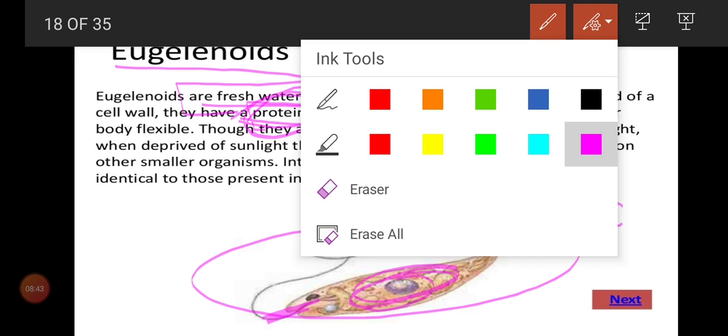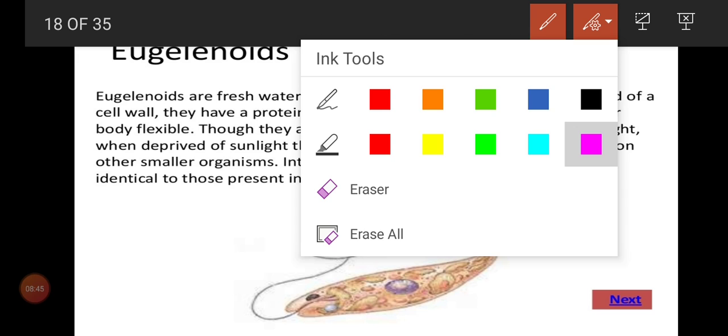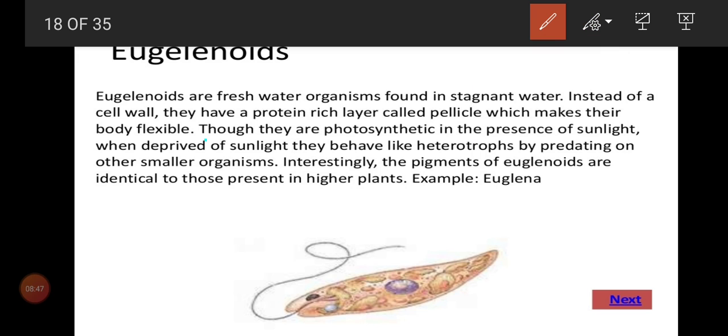And here, though they are photosynthetic in the presence of sunlight, when deprived of sunlight, meaning when there is less sunlight or no sunlight, it will behave like a heterotroph, and it preys on other small organisms. Interestingly, the pigments of euglenoids are identical to those present in higher plants.